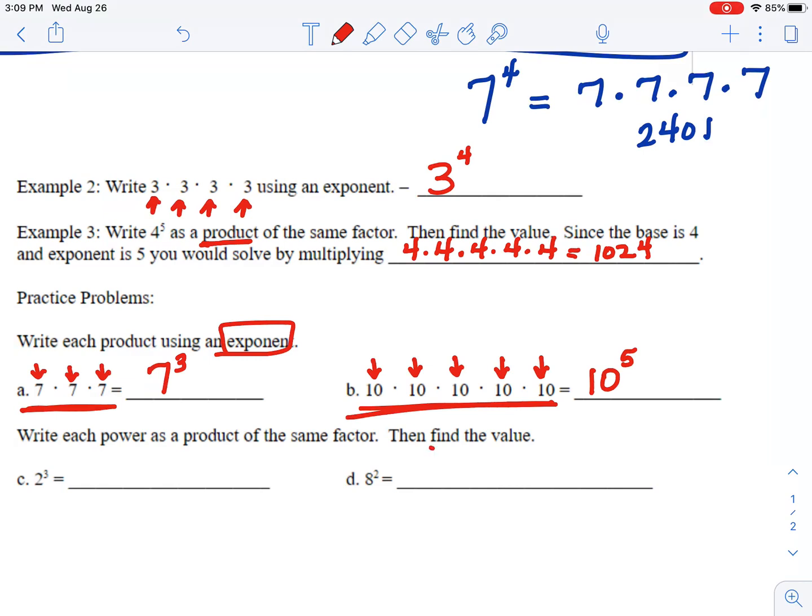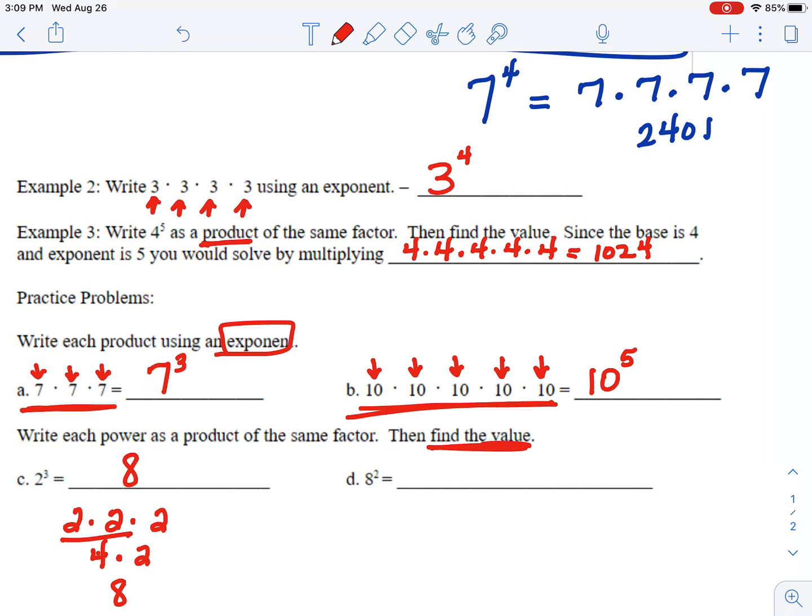So they're asking you to find the value. So 2 to the 3rd power means 2 times 2 times 2. Well, 2 times 2 is 4. And 4 times 2 is 8. So that is 8.